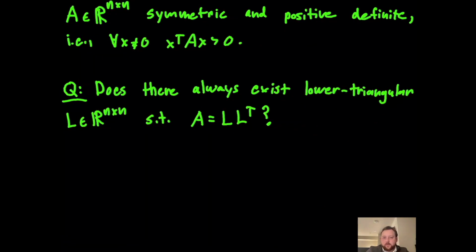So to reiterate this point, what have we just argued? Well, if I have an SPD matrix A, I've just rewritten the definition up here for us. I have an SPD matrix A. Does there always exist, this is the question, does there always exist a lower triangular matrix L such that L L transpose is equal to A?